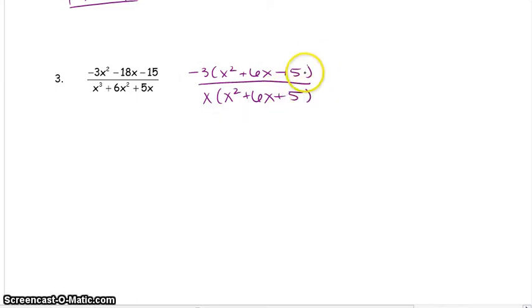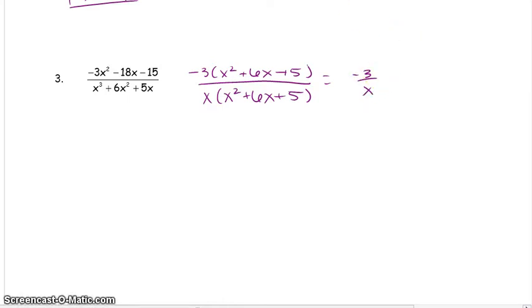Okay, and then from here, if you're looking, we can cancel right away this x squared plus 6x plus 5 with the one that we have in the denominator. So then that would just leave us with a negative 3 over x.